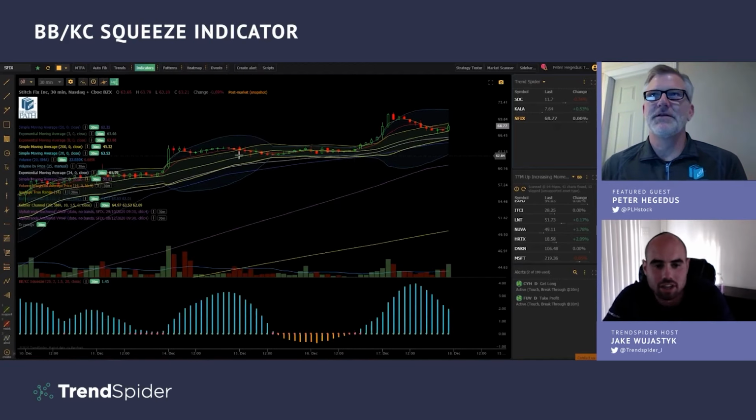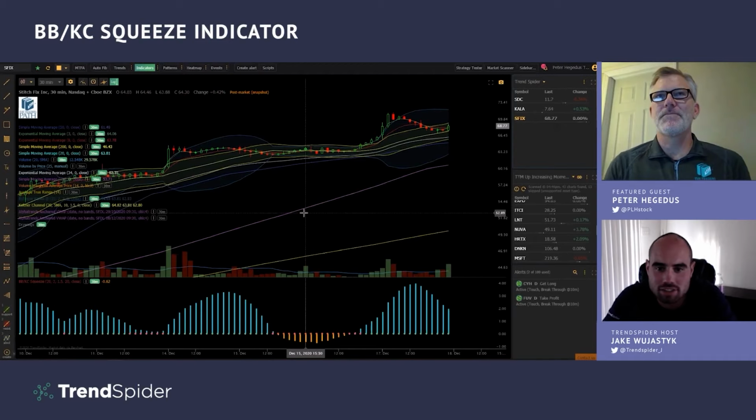Wow. Yeah. Honestly, I did not know that's how you use that. So it's essentially the Bollinger Bands within the Keltner channels showing that there's just a lot of consolidation going on and narrowing of the range of price.